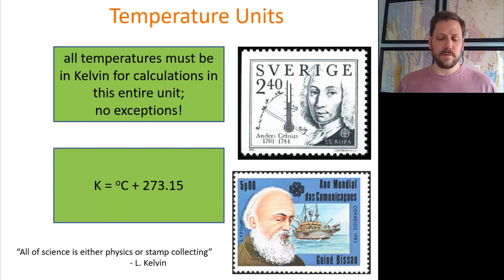Remember, the way we're going to convert between Celsius and Kelvin is by adding 273. Now you can see here it says the Celsius temperature would be added to 273.15. We will always just add 273 and not keep those last two significant figures. So if you have a 22-degree room temperature, then that would be converted to 295 Kelvin.